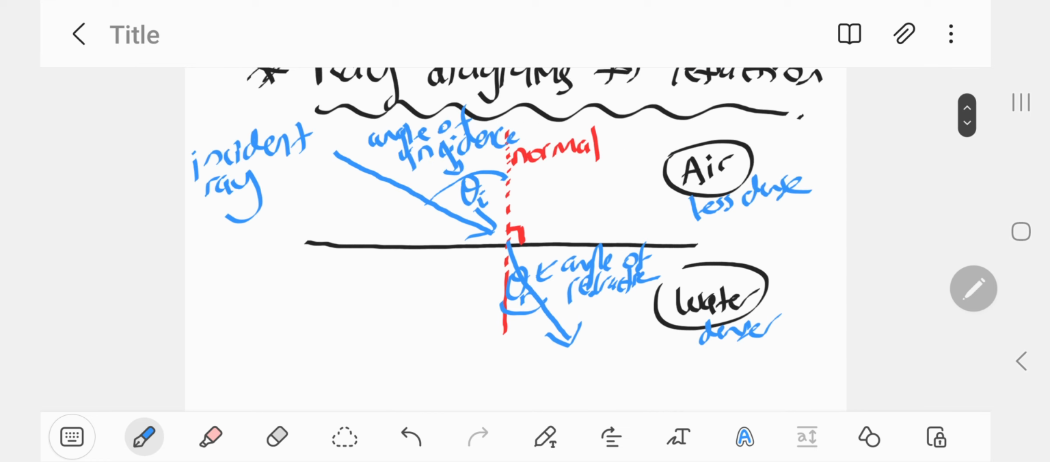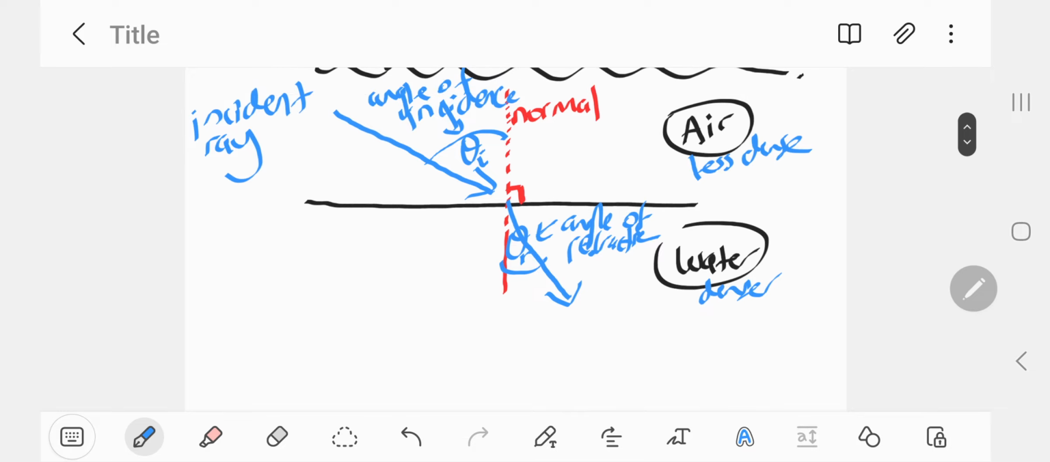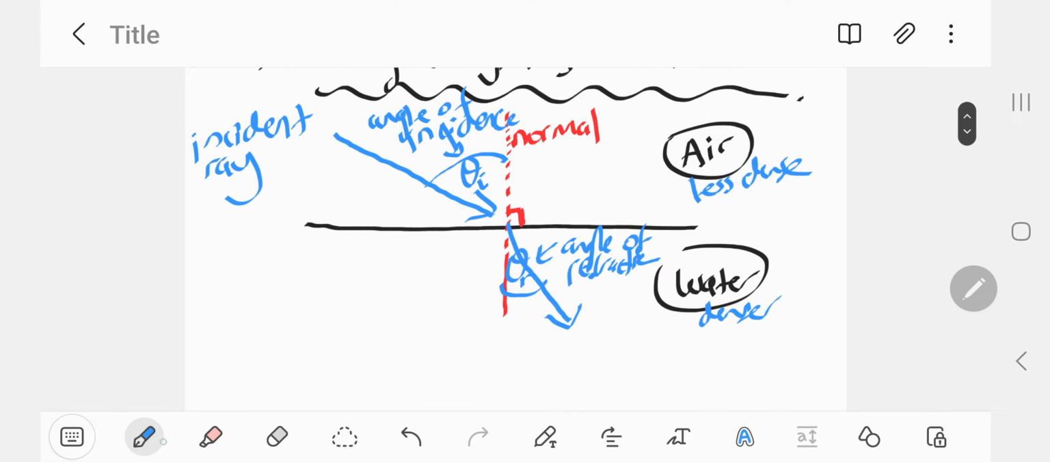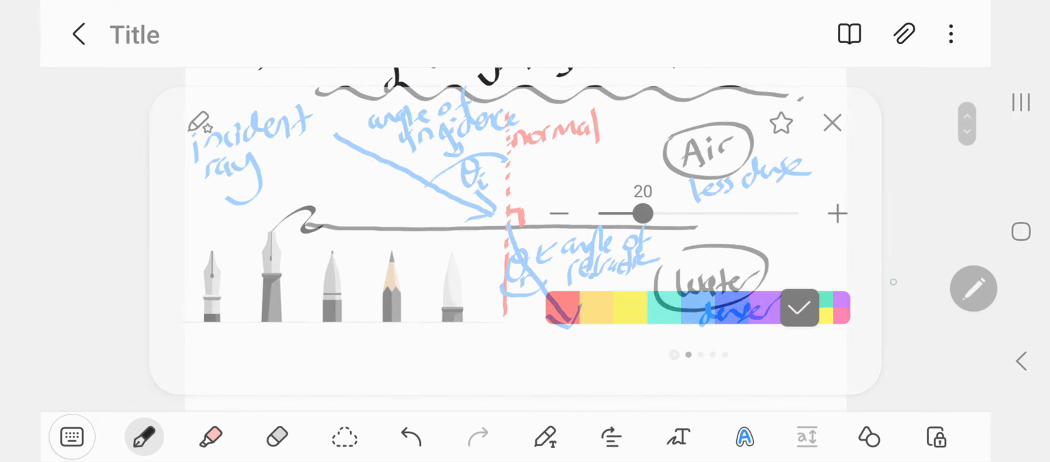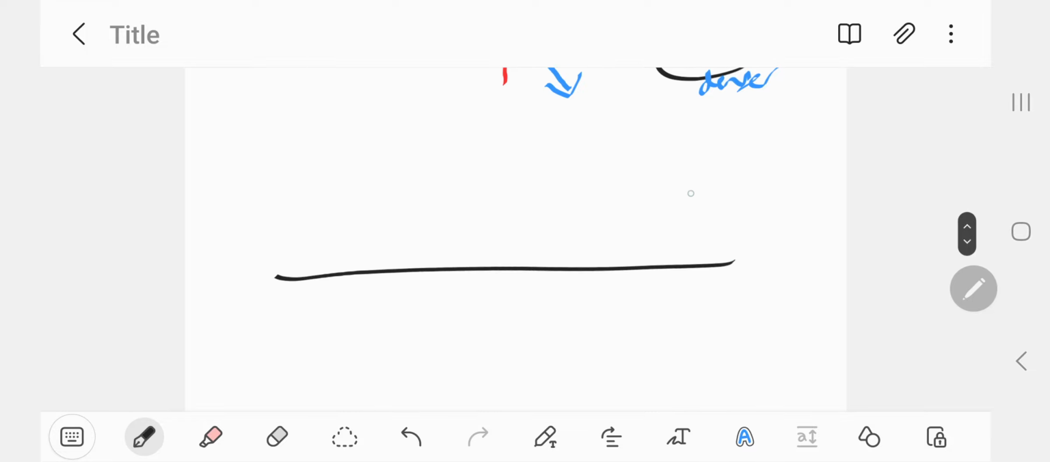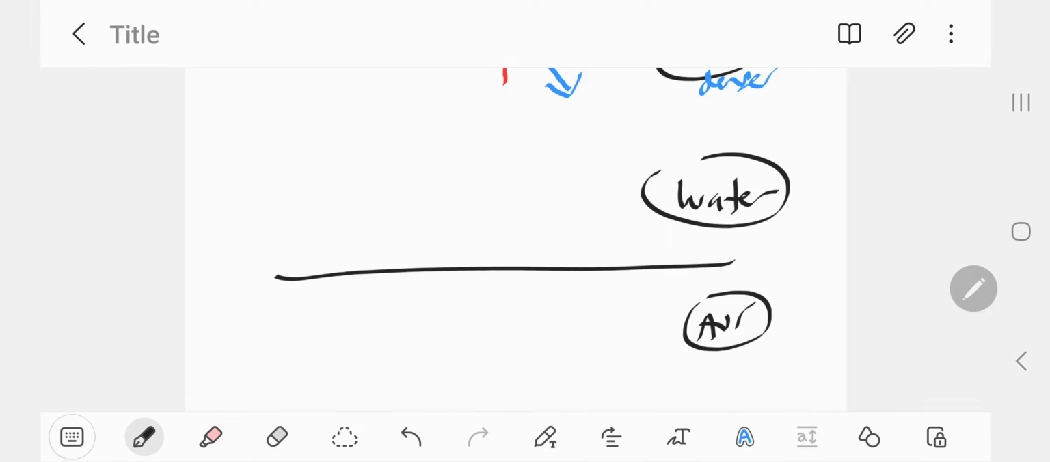What if we had the opposite scenario? What if we had water at the top and air at the bottom? Let's draw the scenario. Let's suppose we've got water at the top and air at the bottom. What would we see? Let me draw in the normal. That's the normal. Now, just as before, you've got an incident ray coming in. Angle of incidence is there.